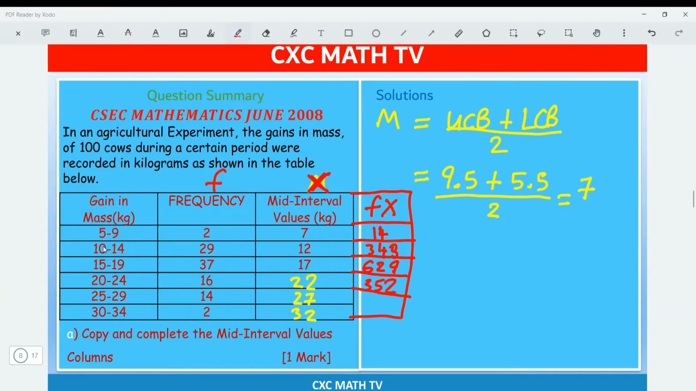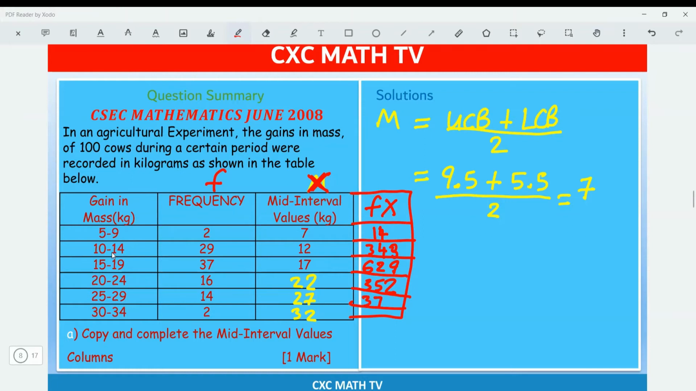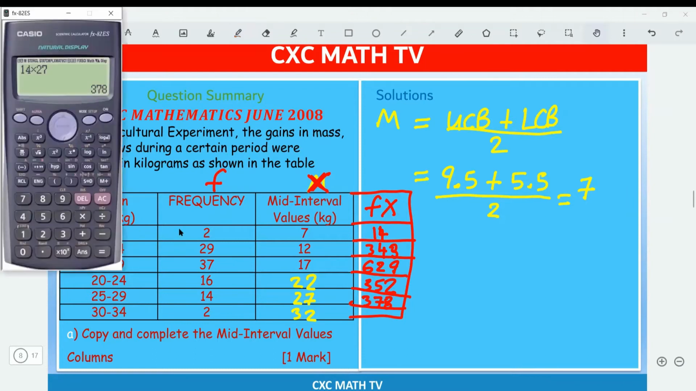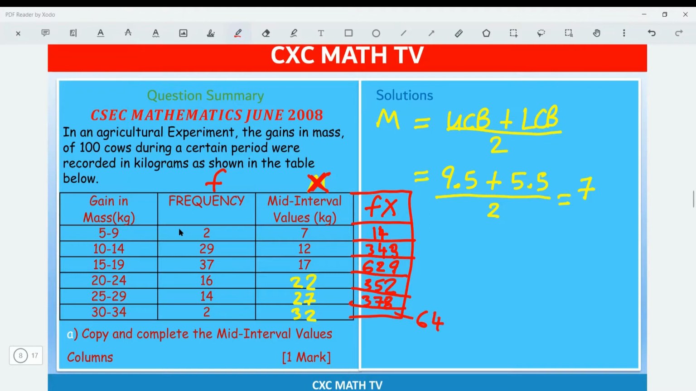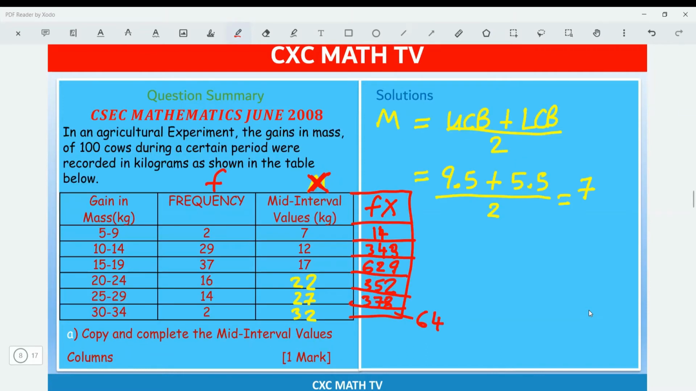Then you multiply 14 times 27, put that in a calculator, that's 378. And then you work out 2 times 32, we know that's 64, no need for the calculator there. But remember, to find the mean, we need the sum of f times x. So the mean, remember we're calling our mean bar x, is going to be you adding up all of these values.